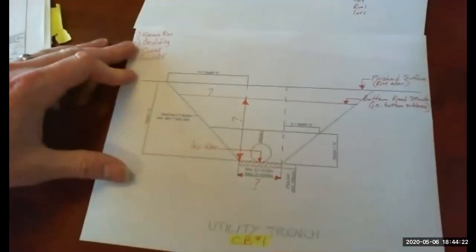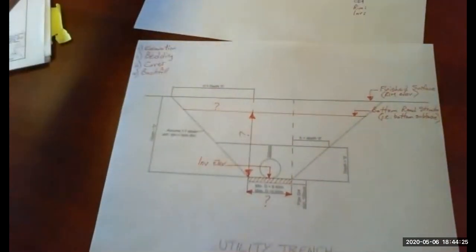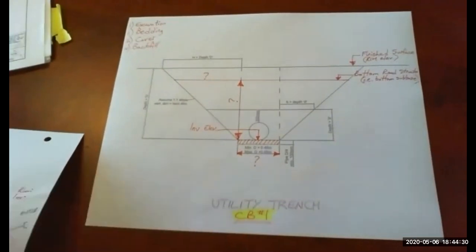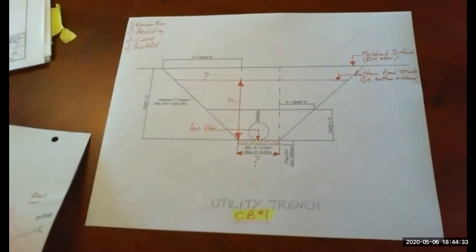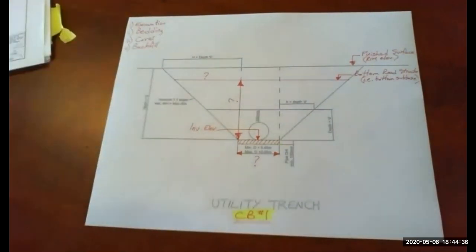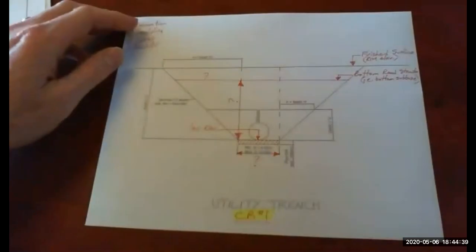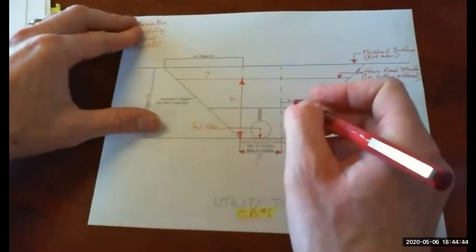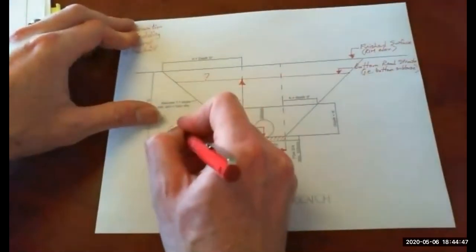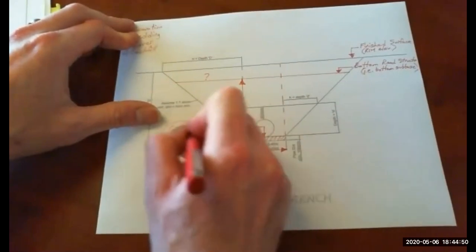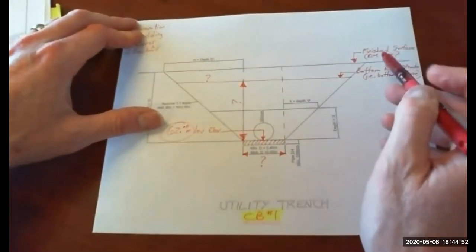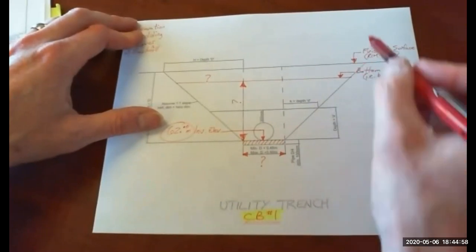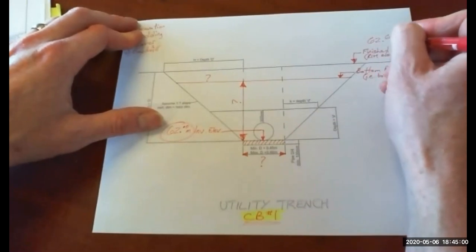So this is what our trench cross section will look like at CB1. So we're told, I'm just looking at the sketch that we just did. So we've got an invert of our pipe at the catch basin of 62.0. So we'll say 62.0 meters. The rim, again, off our sketch that we just did, is 62.6.